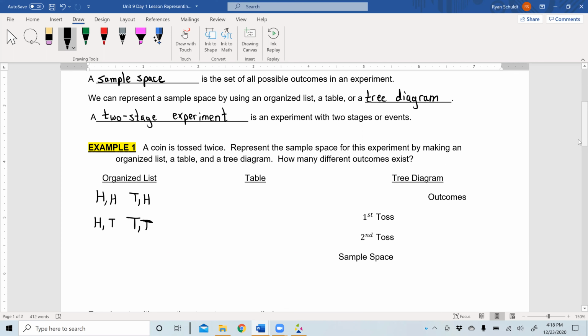Now they want us to do a table. So let's make a table. We're going to do the first toss down the side here. So let's see. We have an option to get heads or tails. This is going to be our first time. So heads or tails. And then we're going to have a second time that we've got to toss the coin. Remember, we're tossing it two times. And what are our options? Heads or tails? So this is the second time that we're tossing the coin. We're going to make a table here.